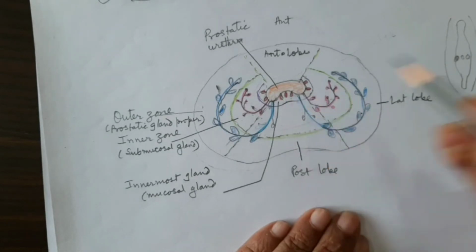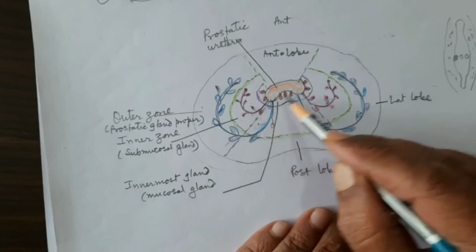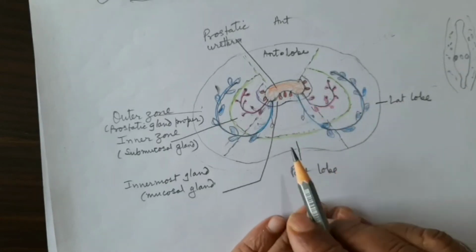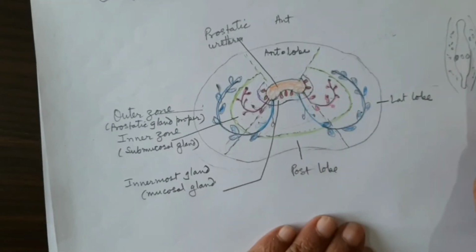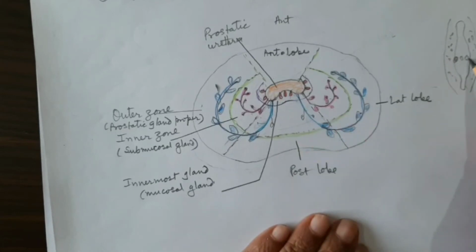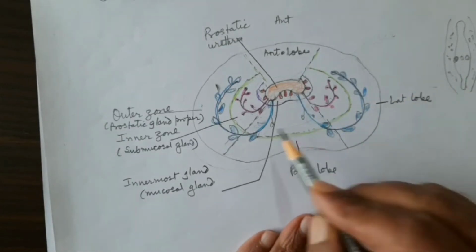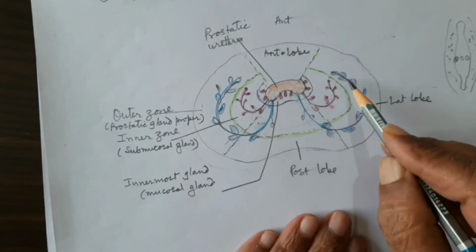So this is the crest, and this depression is the sinus, and in this sinus there are multiple openings of the glands. I have just drawn only two. Many glands will open here in the sinus. So this is in longitudinal section. We are sitting in the prostatic urethra, and seeing its posterior wall where the seminal vesicle and prostatic utricle openings are seen. So these are the long branching glands which are present in the outer zone.